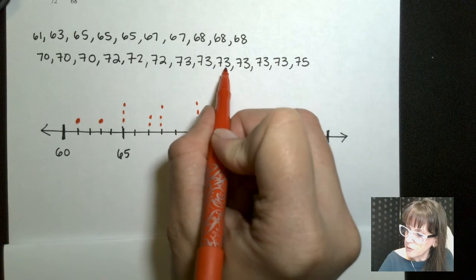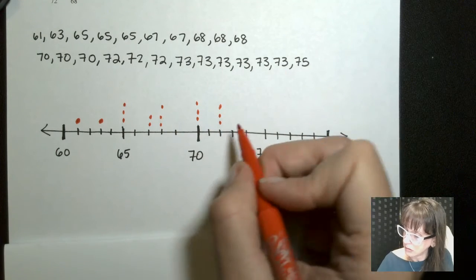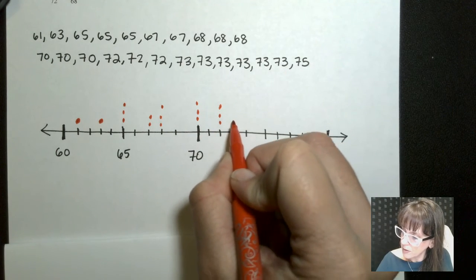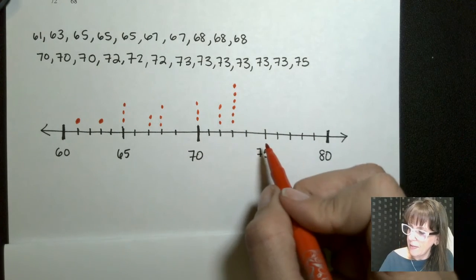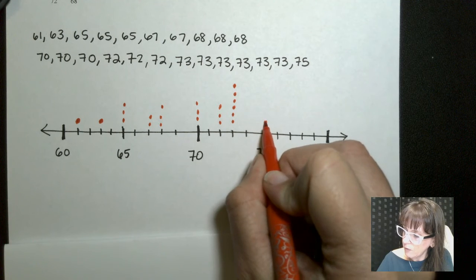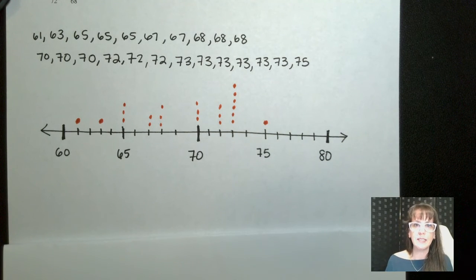73, I have 1, 2, 3, 4, 5, 6. Woo. Okay. So that's 73. 1, 2, 3, 4, 5, and 6. And then for 75, I have 1. So there we go. We have just organized that data into a dot plot. Hopefully that helps, and we'll see you next time.